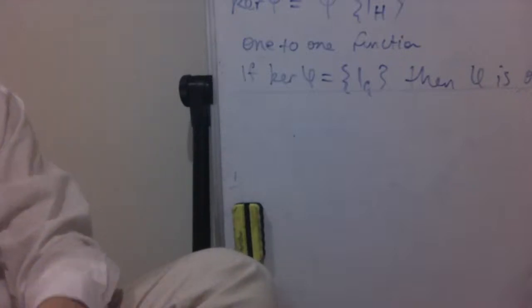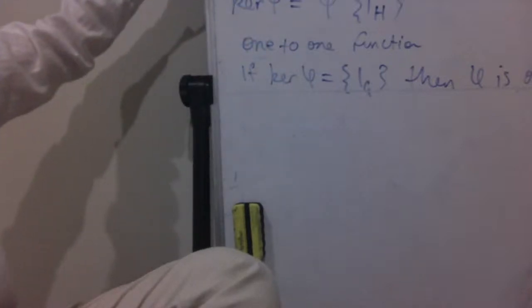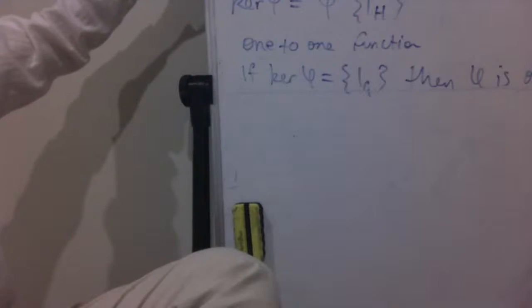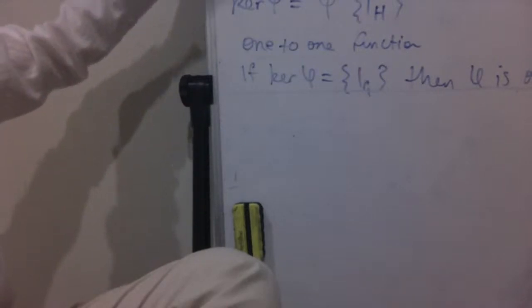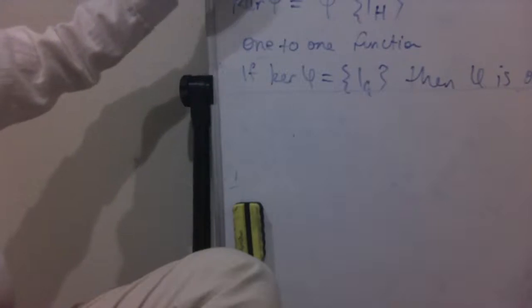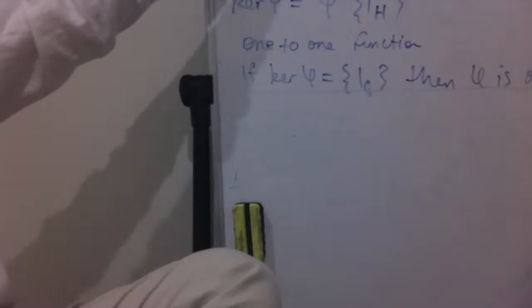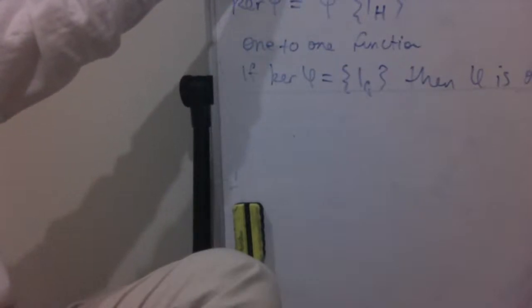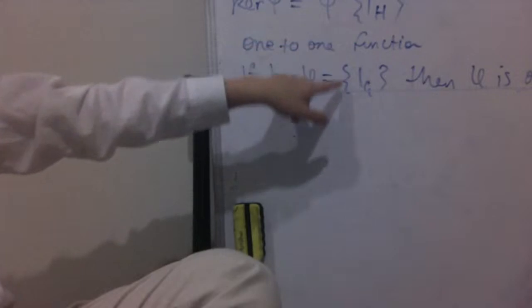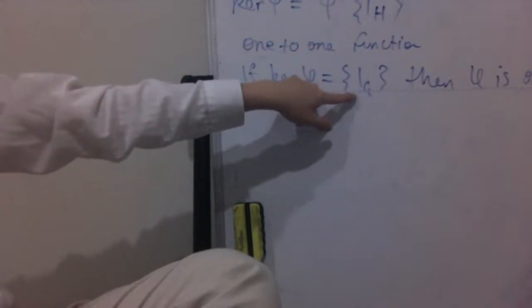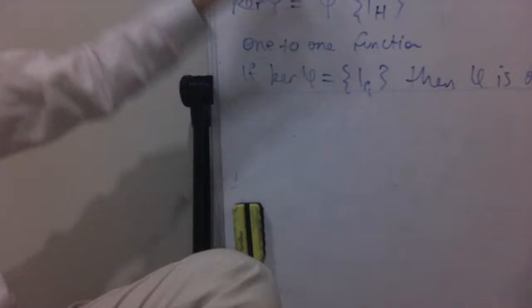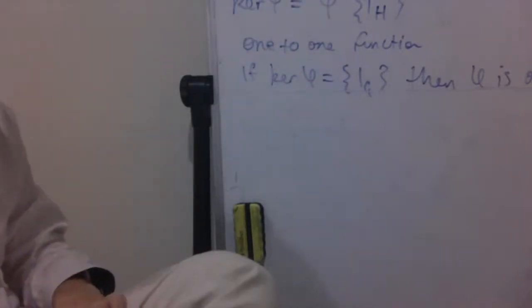Okay, so isomorphism just means that this has an inverse function. The definition is actually that it has an inverse function that's a group homomorphism as well, but it actually follows that it will be a group homomorphism. So if this has an inverse function, then this is an isomorphism. Another way of saying that is if it's one-to-one and onto. If the kernel is trivial, that makes it one-to-one. And if it's onto, then it's an isomorphism.